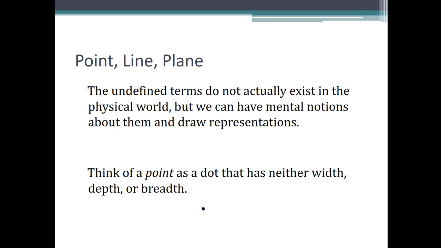What's a point? Think about it as like a dot that has neither width, depth, or breadth. Obviously that can't exist in our world because any dot you make in our world is going to have a radius. Even if you make it as teeny tiny as you possibly can, the radius could still be measured even possibly down to the atomic level. So, think of a point that exists, but you can't measure it because there's no radius of any kind.